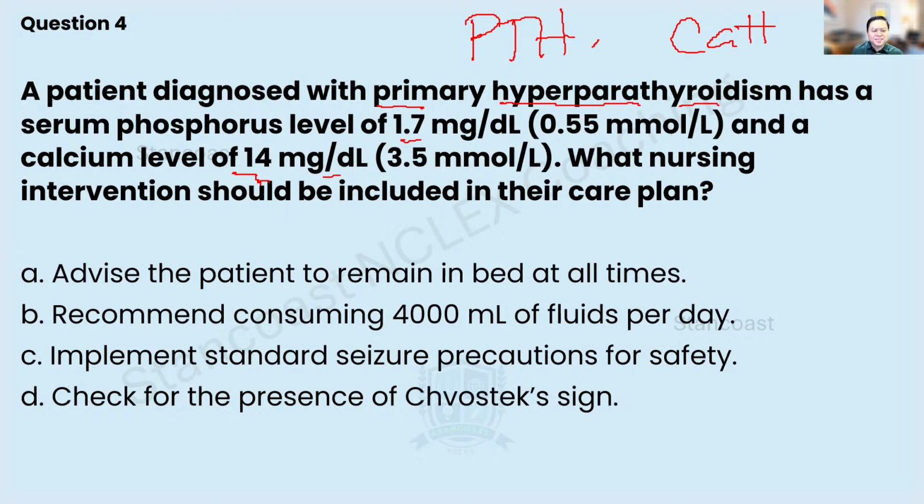If you answered letter D, check for the presence of Chvostek sign, we are going to discard this one. We know that this is a manifestation of hypocalcemia, not hypercalcemia. This is the twitching of the face when you tap the patient's cheek when they have low levels of calcium. The face will twitch. That is the Chvostek sign.